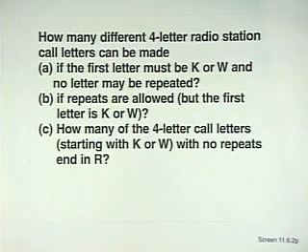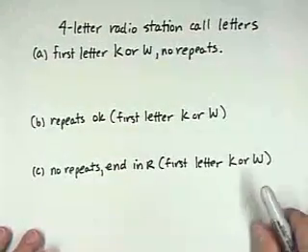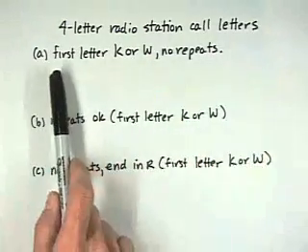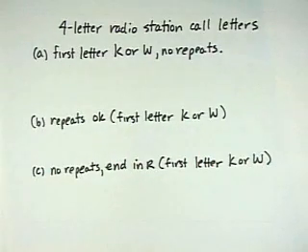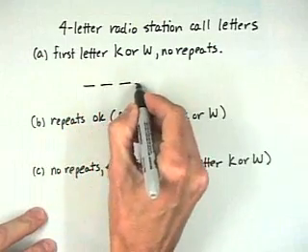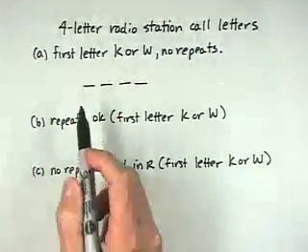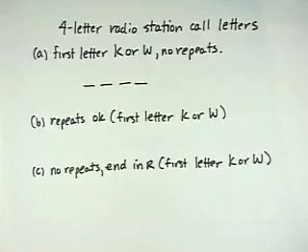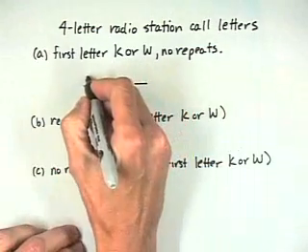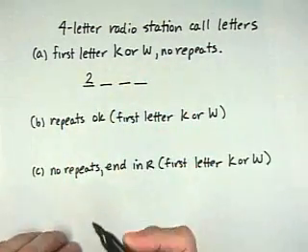Let's do this a step at a time. What we want to design are four-letter radio station call letters. First of all, how many of them have first letter K or W with no repeated letters? Since there are four letters in the radio station call letter, I'm going to put 4 spaces and figure out how many ways each item can occur. The first letter has to be a K or a W. There's 2 ways for that to occur.